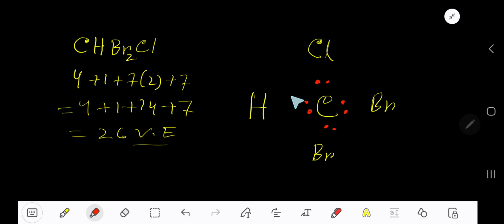Now satisfy the octet of the outer atoms first. 2, 4, 6, 8, 10, 12, 14, 16, 18, 20, 22, then 24, 26. We have used all the valence electrons.